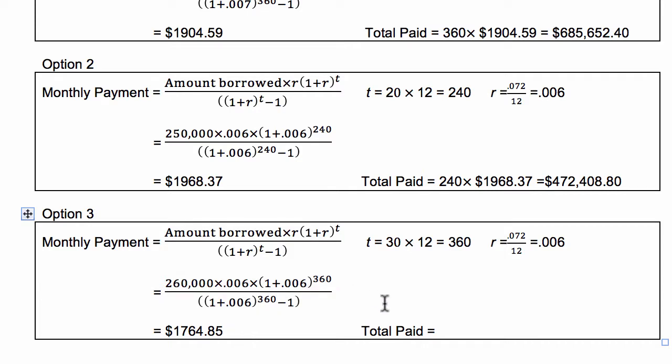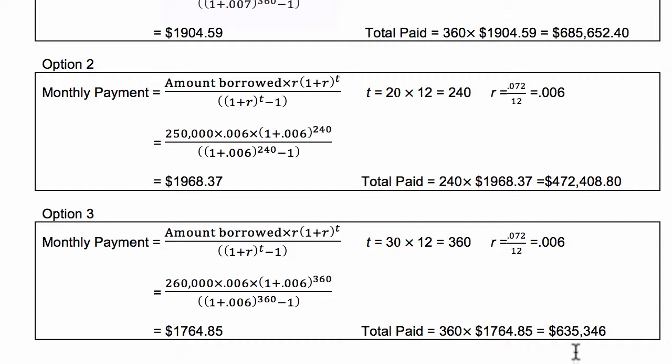Let's consider the total amount paid. Since we will be making 360 monthly payments of $1,764.85, the total amount paid is 360 times $1,764.85, which equals $635,346.